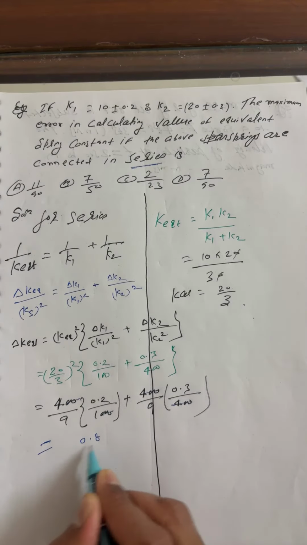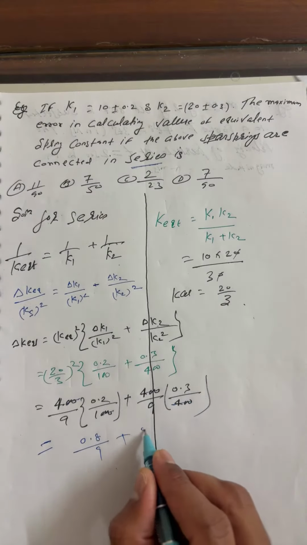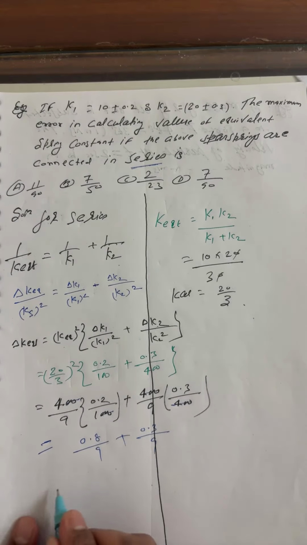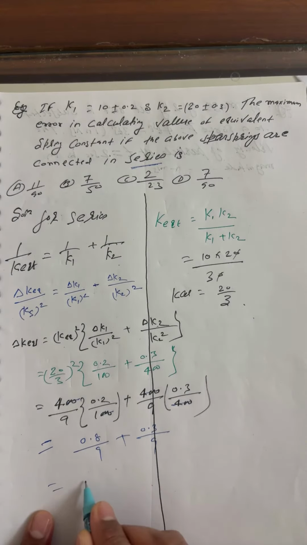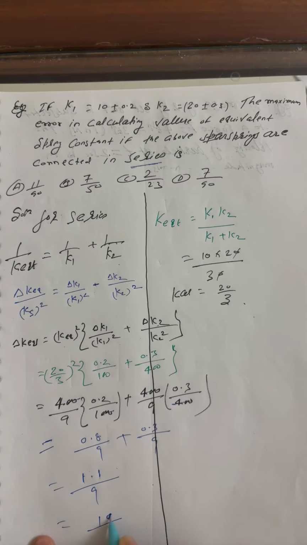This is 0.8 upon 9, plus beta, this is what? You can say 0.3 upon 9. Maybe all of you got beta, what you can say? 1.1. Now beta, 1.1 by 9, so you can write, beta, this is what? 11 by 90. Any option is there, beta? Any option is there? Yes.